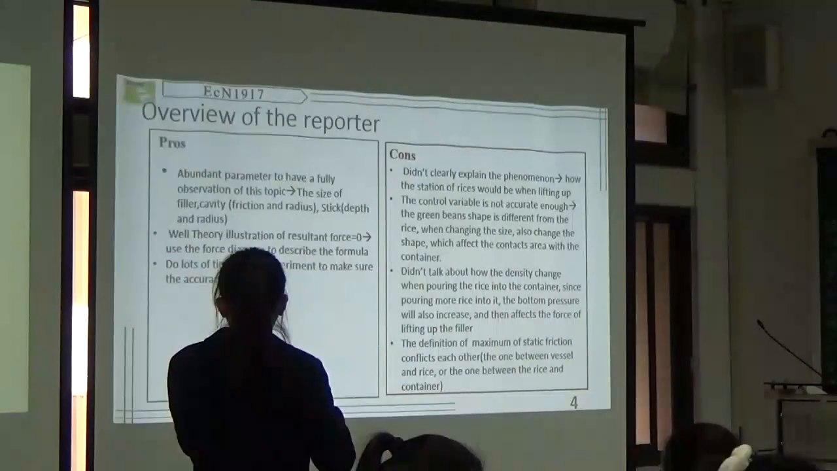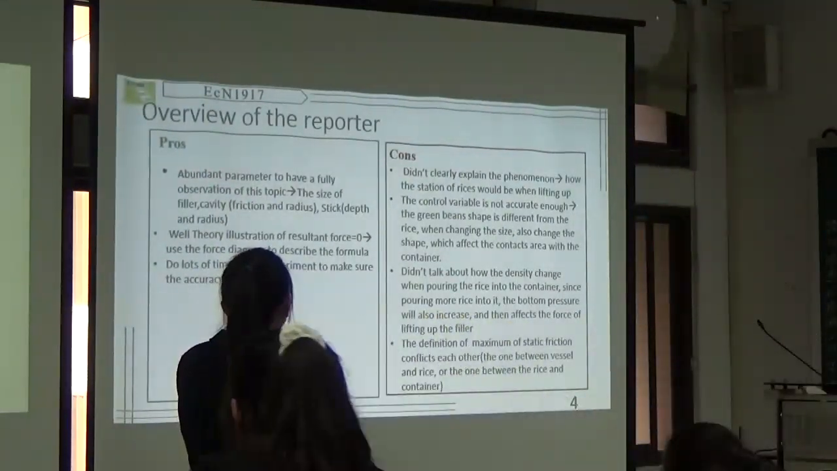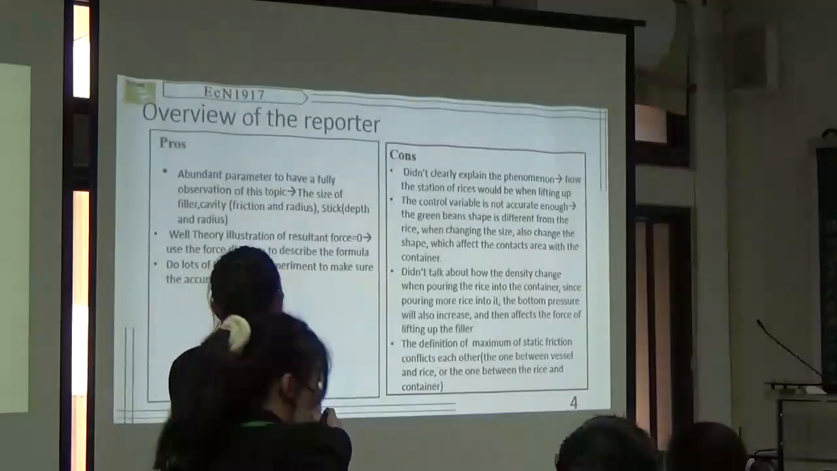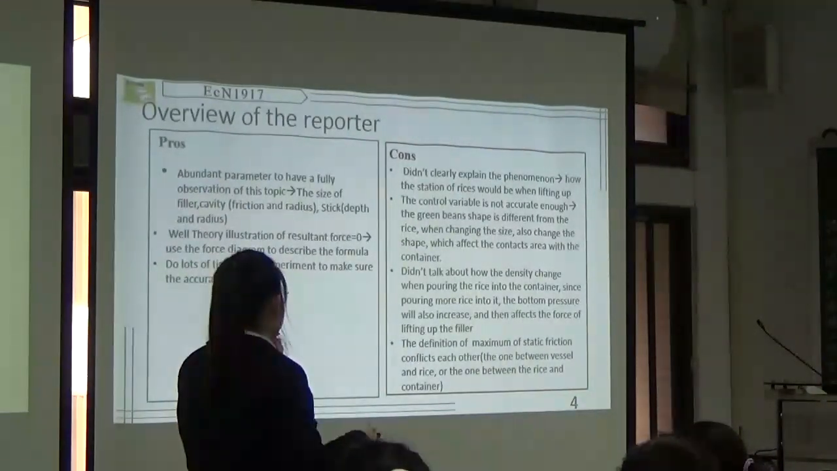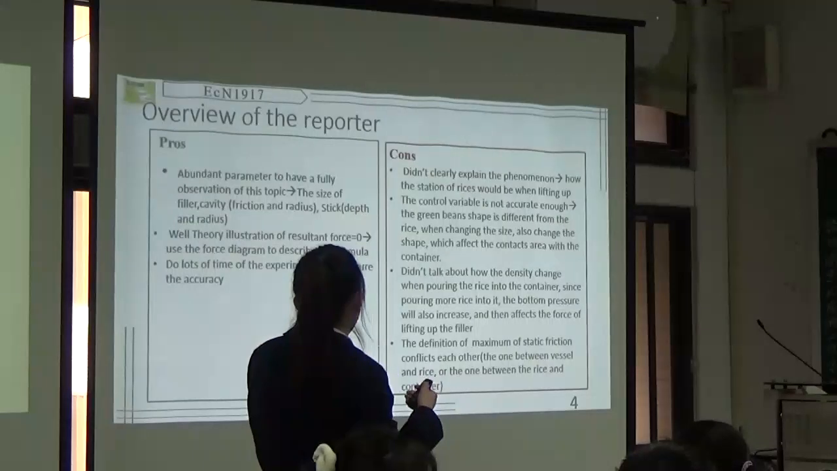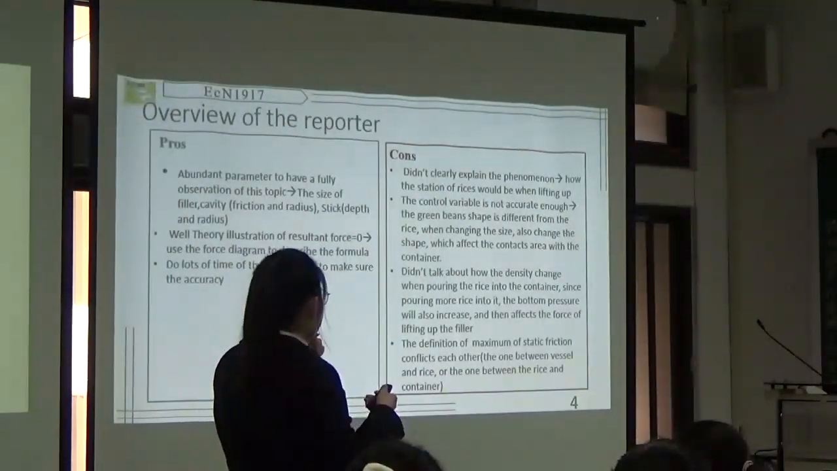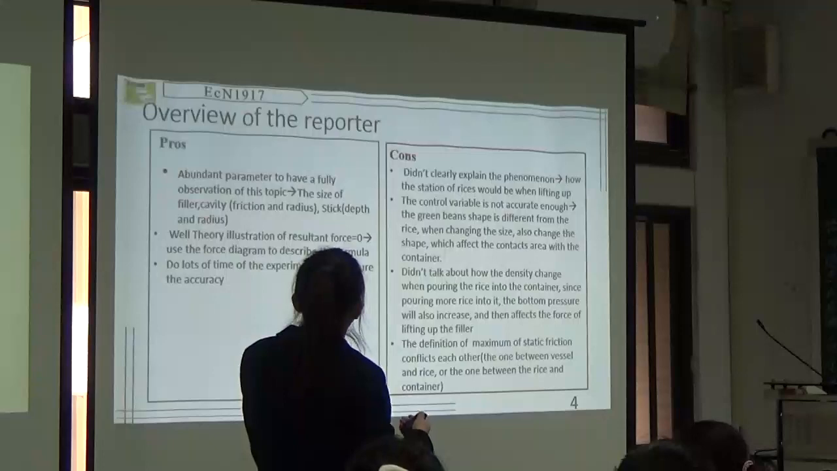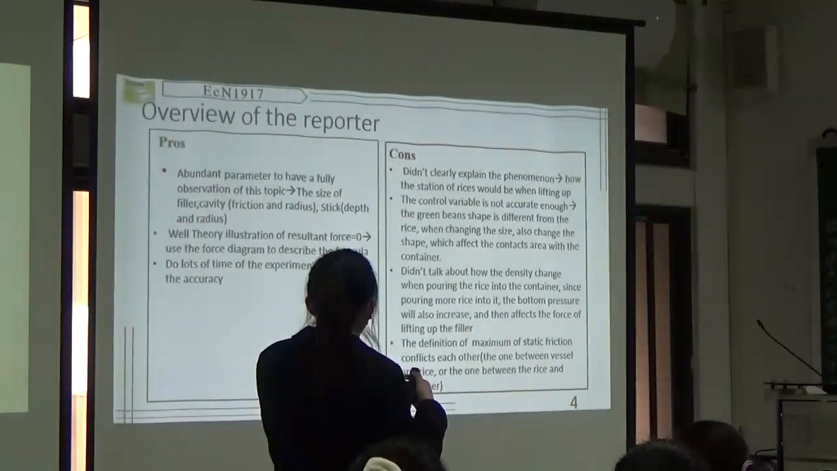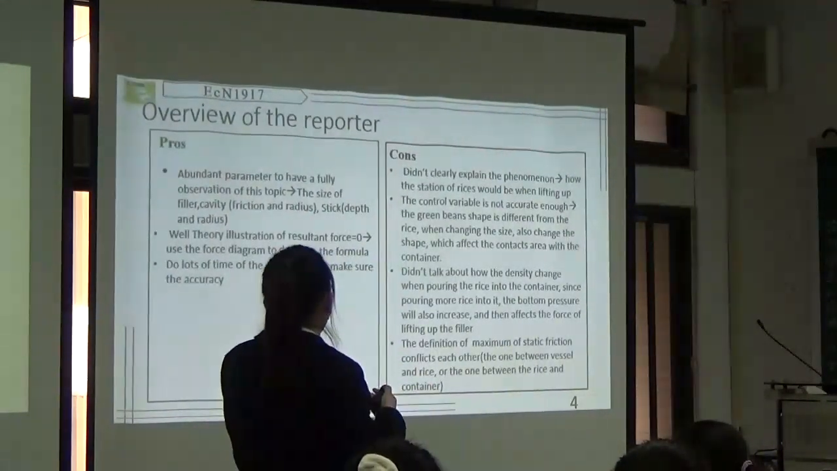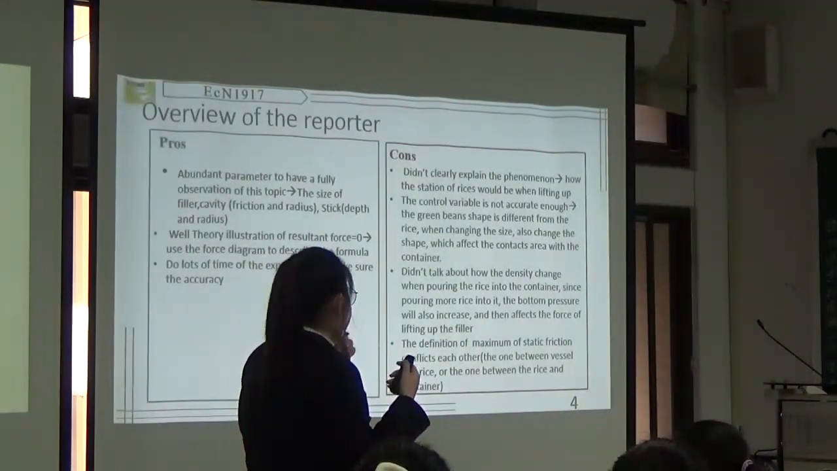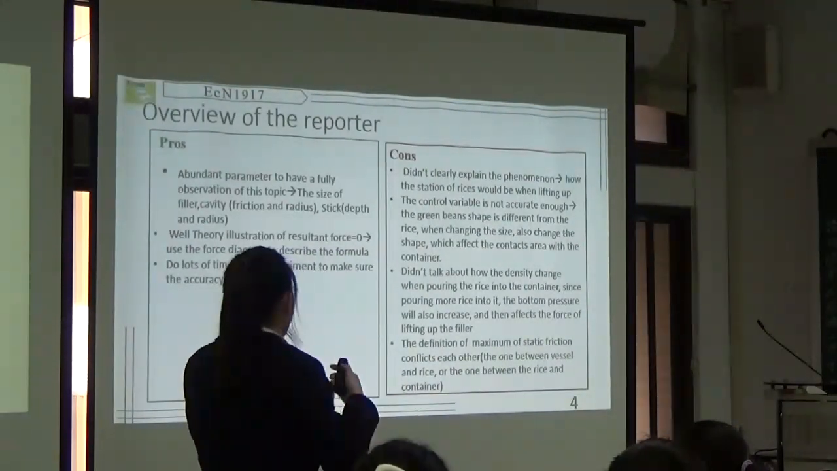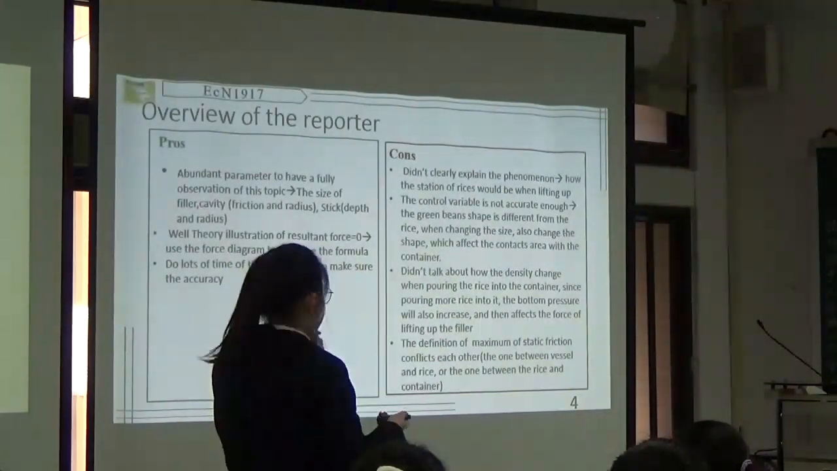Overview of the reporter's pros: abundant parameters of the tube give a full observation of this topic, along with a good theory illustration and lots of experiments. For cons, they didn't clearly explain the phenomenon, like how the situation of the rice will be when lifting up. The control variable is not accurate enough, they didn't talk about how the density changes when pouring the rice into a container, and the definition of the maximum static friction coefficient isn't clear.